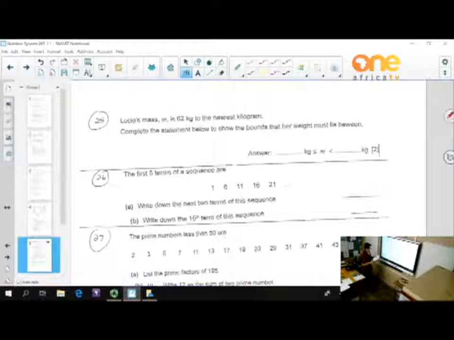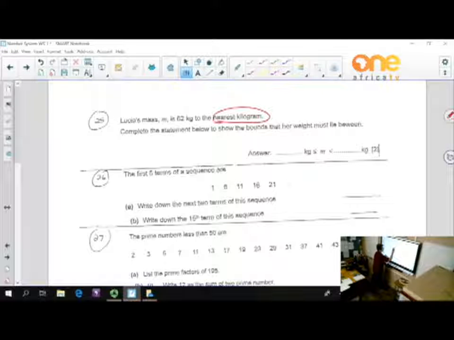Right, question 25. Lucia's mass is 60 kilograms to the nearest kilogram. So that means half a kilogram is plus or minus 0.5. Half, that is the maximum error, half of the unit. Now we have to complete the upper and the lower bound. So you add it and you subtract it. 61.5 and 62.5. The lower and the upper bound.